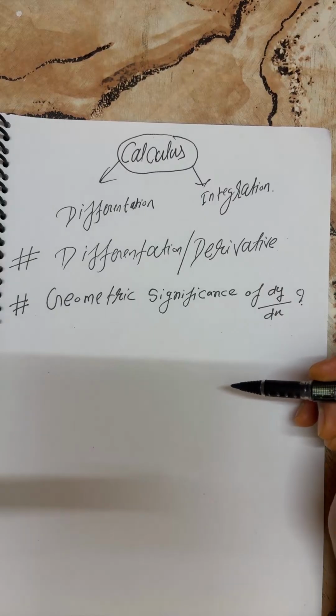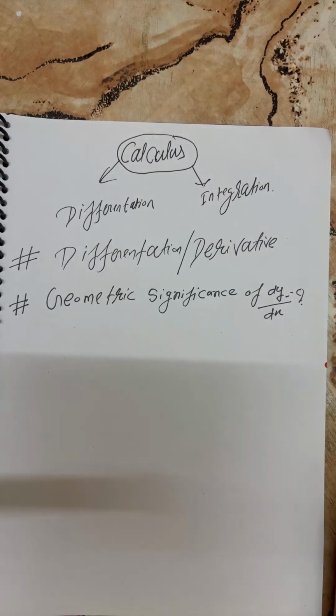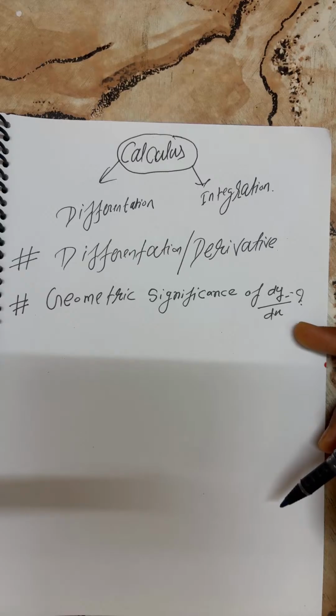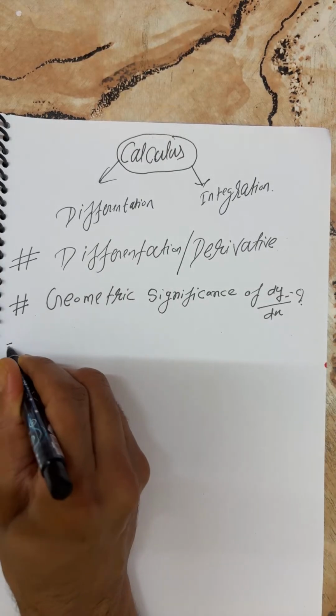It is the change in the value of a dependent variable according to the change in the value of x, the independent variable. Again, I'm repeating: the change in value of a dependent variable according to the change in value of x, the independent variable. y totally depends on x. So y is the dependent variable and x is the independent variable.